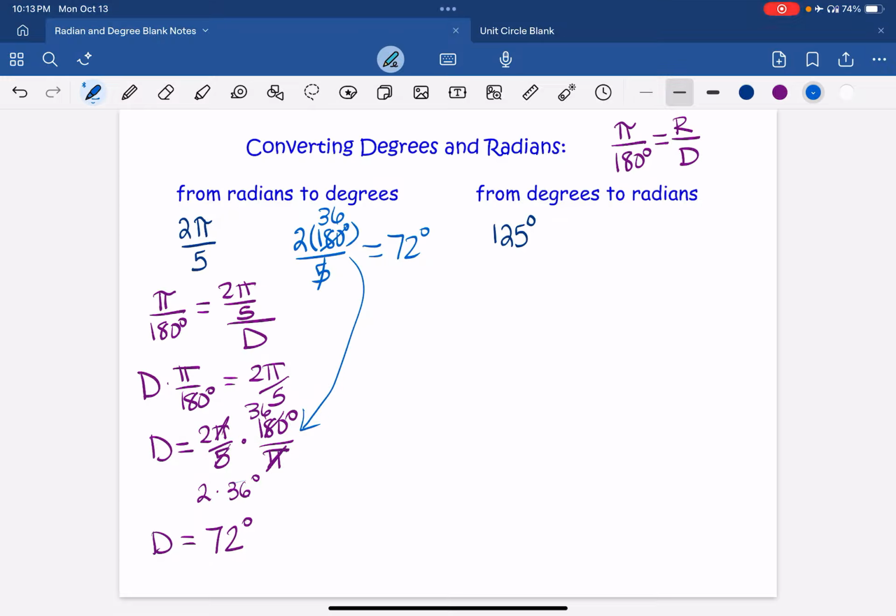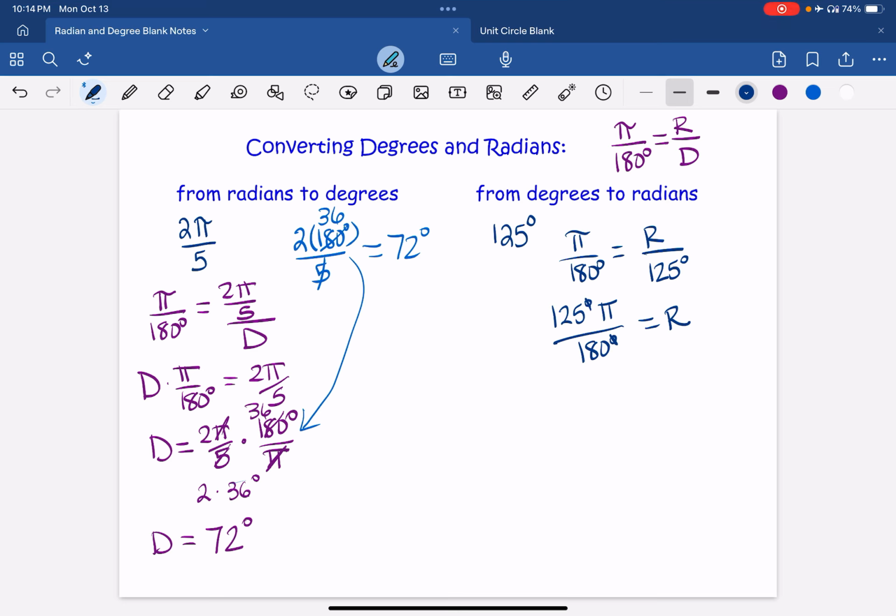Okay, now let's convert from degrees to radians, the other way around. So what we're going to do is take 125 degrees and plug it in for our d. So we get pi over 180 degrees equals radians over degrees. And now to solve for r, we're going to multiply by 125, to have 125 degrees times pi over 180 degrees, and that's going to equal your r. And the degrees cancel out, so those are no longer there. And all I do from here, y'all, is reduce that fraction.